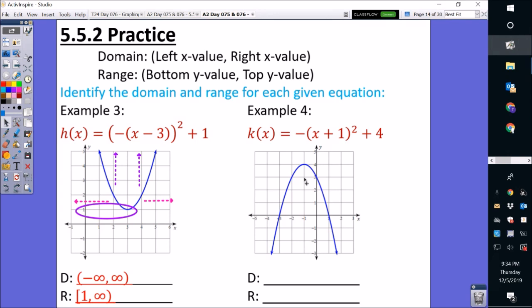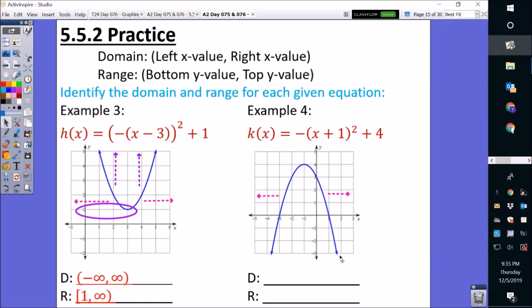So for domain, again, is where we're going to draw the left arrow and the right arrow. So when you draw it, it's going to look something like this. So let's analyze the left and right arrow. And in addition, if you look at the ends of the blue graph, you see it has arrows, meaning it goes on forever.